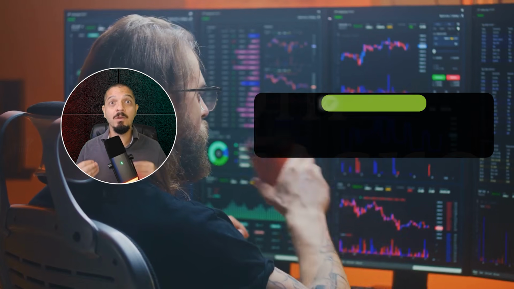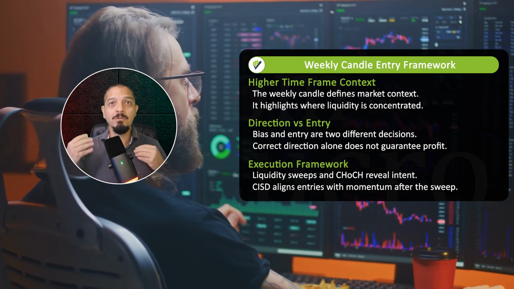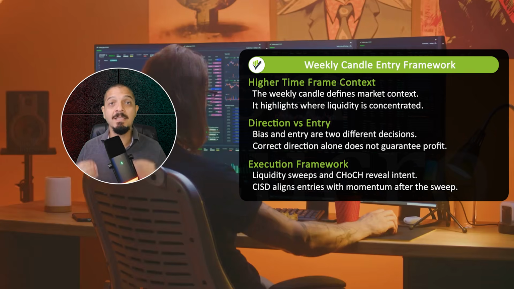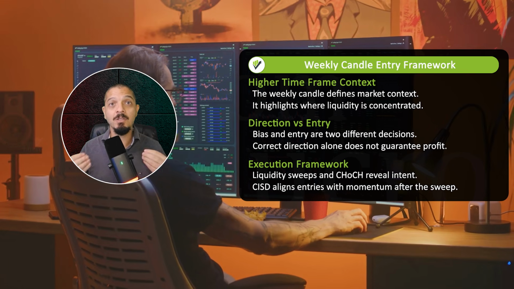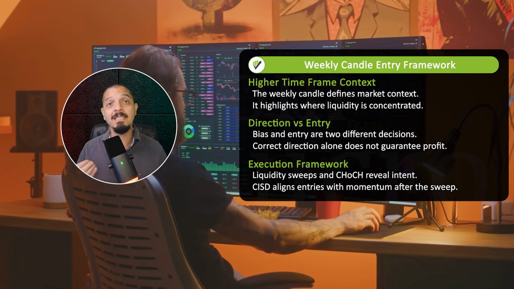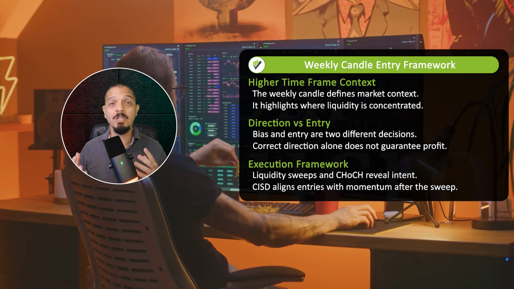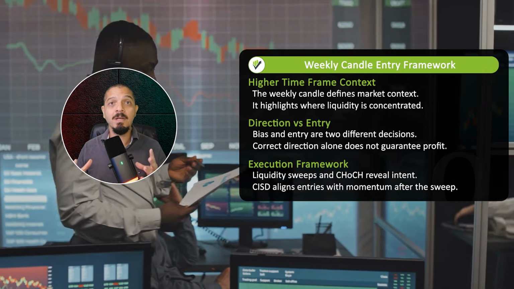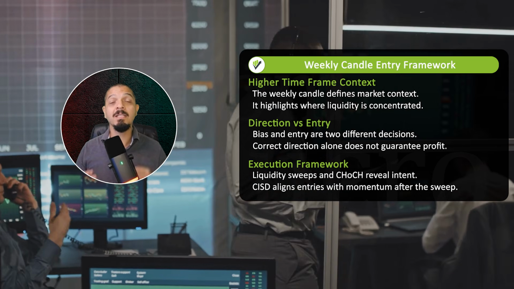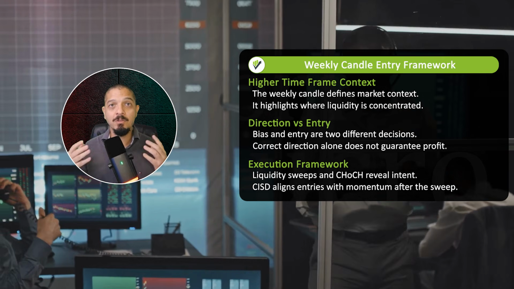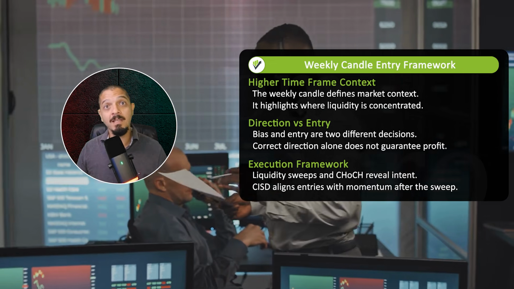In this video, we focus on how precise entries are built using the weekly candle as a higher time frame reference, and how price moves from context into execution before the move becomes obvious. You will learn why direction and entry must be treated as separate decisions. We also cover how liquidity sweeps, change of character, and change in state of delivery fit into this process, and how CISD helps align entries with momentum after liquidity is cleared. Together, these concepts create a clear framework that improves timing and risk to reward while staying aligned with liquidity and market structure.